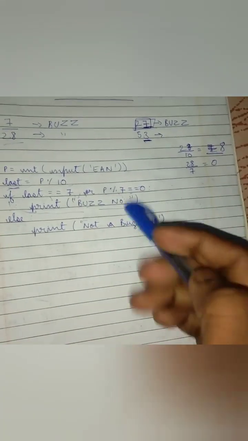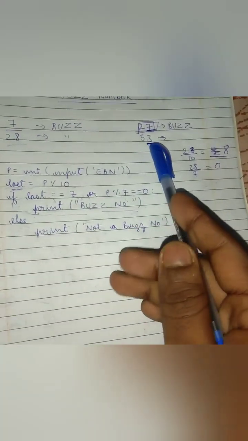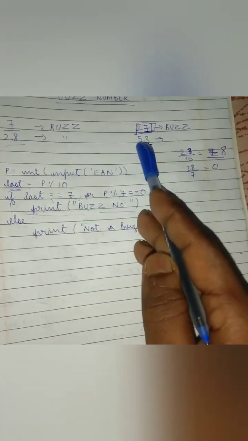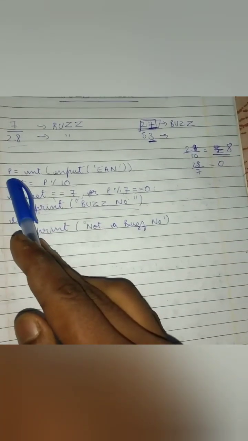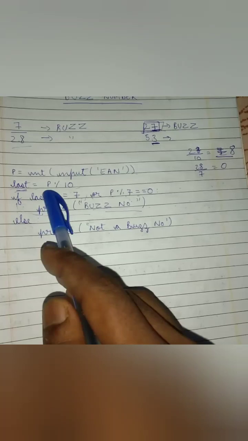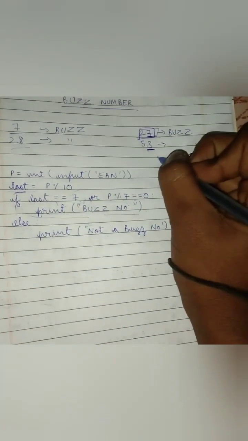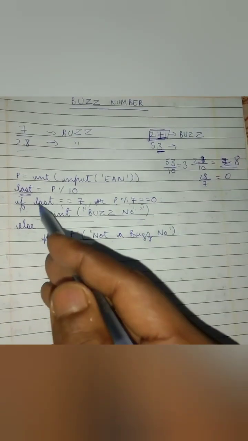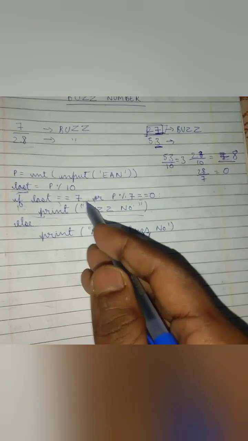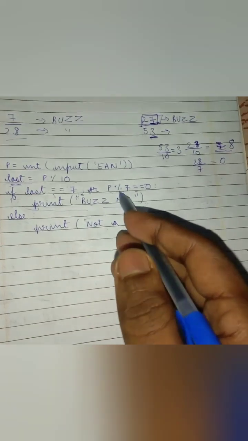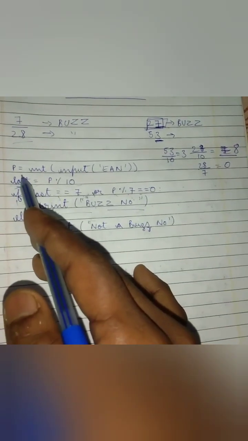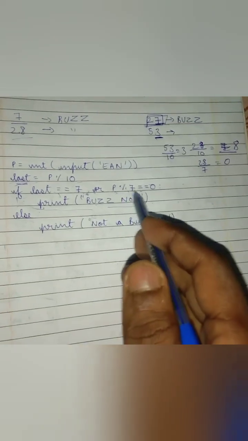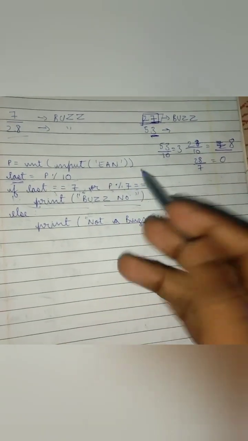And if the user has given a number which doesn't end with 7 and is not divisible by 7, suppose the user has input 53, then it will come into the variable p, and last is equal to 53 modulus of 10. If we divide 53 by 10, the remainder will be 3. Now the value of last is equal to 3. Now it will check whether 3 is equal to 7. Then it's wrong. It will come to the next part, where it checks whether the value the user has input, 53, is divisible by 7 with remainder 0. Then this is also wrong.